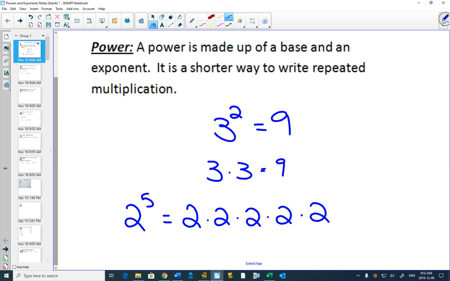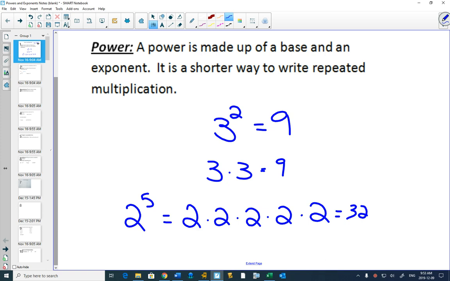Do some mental math. What is that equal to? Work at it slowly. What's 2 times 2? 4. Then times 2? It's 8. Times 2 again? 16. And then times 2 again? We're at 16 here, so times 2 is 32.